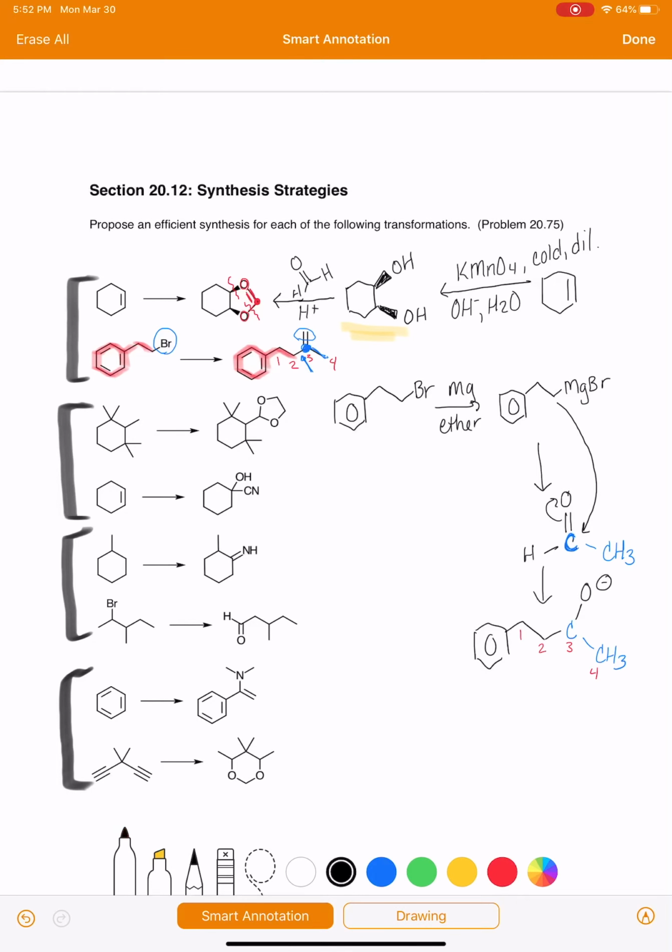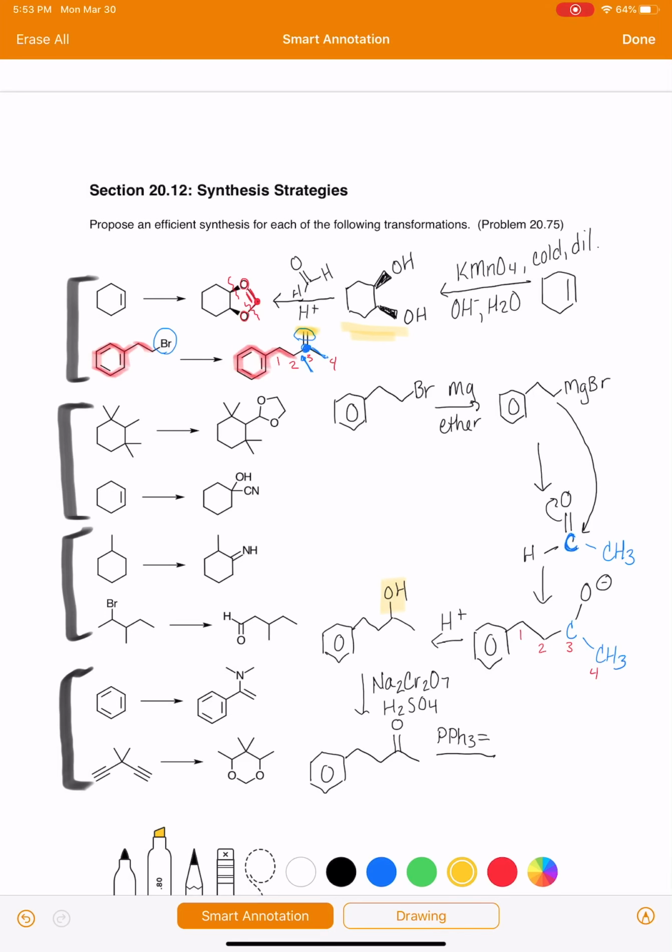Now I know, because we just learned the Wittig reaction, I know that if I use sodium dichromate, Na2Cr2O7 and sulfuric acid, I'm going to oxidize that alcohol to a carbonyl group. Carbonyl group, there we go. And then I can do a Wittig reaction, PPh3, with that one last carbon that I need to add up top, which is just a CH2. And that is one way, I'm sure not the only way, to make this molecule.